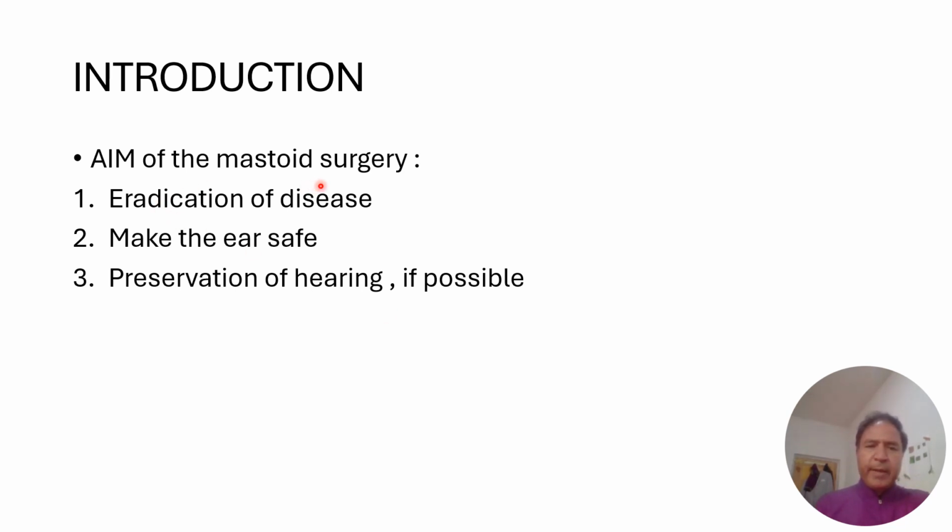What is the aim of mastoid surgery? Eradication of disease, make the ear safe, preservation of hearing if possible. So three functions of mastoid surgery: remove the disease, make the ear safe, reconstitute the hearing.